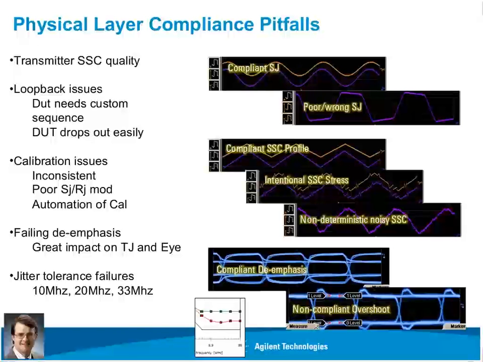And then receiver jitter tolerance failures. I mentioned most devices have weaknesses at 10, 20, and 33 megahertz, partly because that's where their reference clock is designed, and their PLL is designed to amplify that frequency. So those are important areas to test when you're verifying your design.